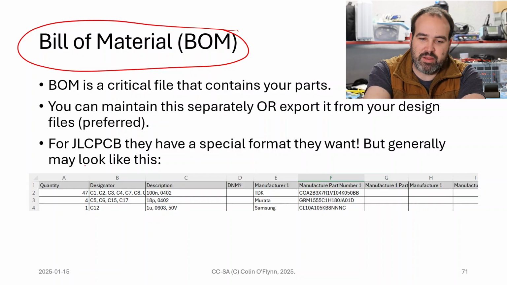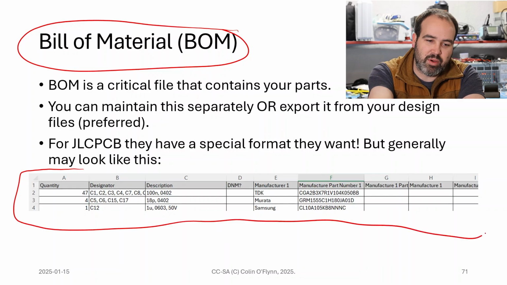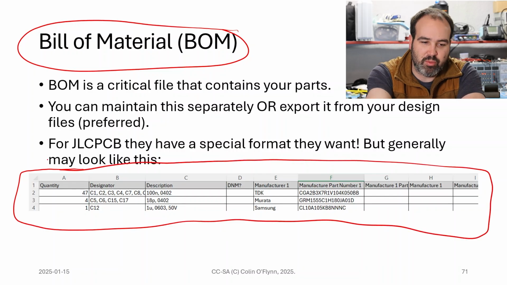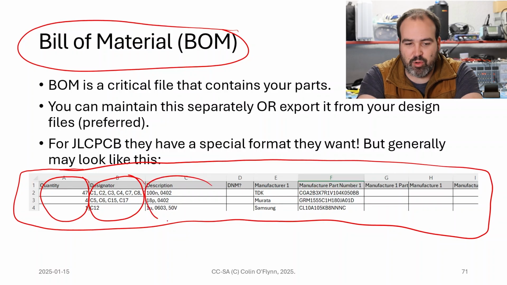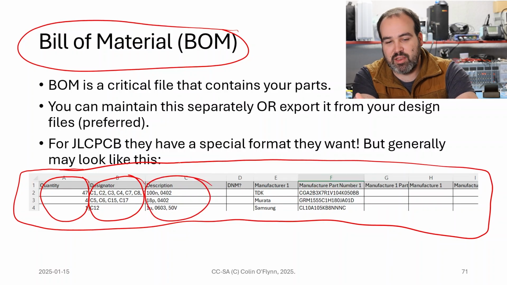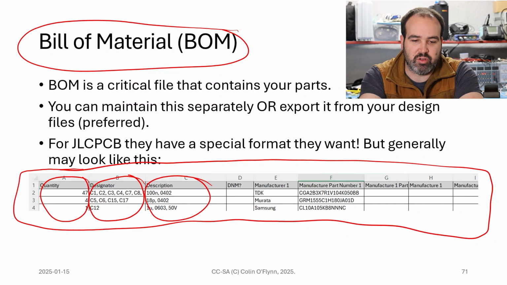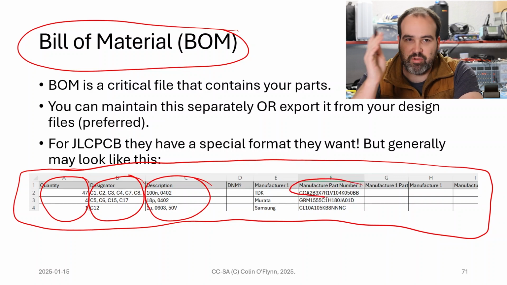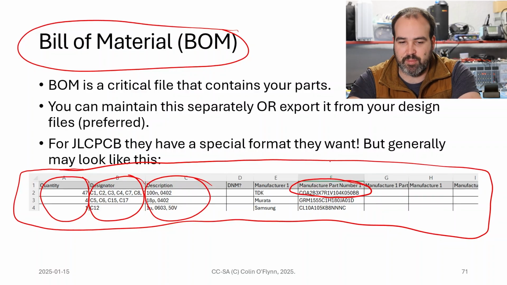For JLPCB, you're going to have to download an example one and then format yours to look their way. But you have how many parts I have, here's their designators, and a short description. It's a 100 nanofarad 402 cap, but that doesn't specify everything about it: voltages, all that. So I also have a manufacturer part number, which in part 3 we'll look at, how you pick these parts.